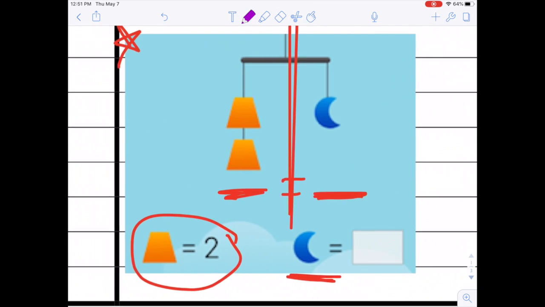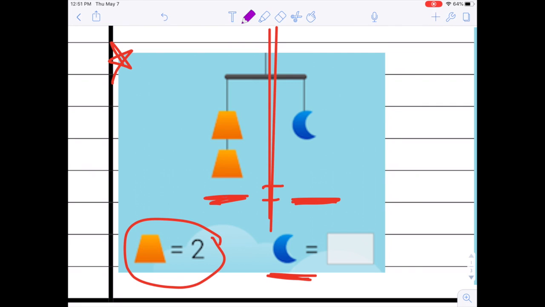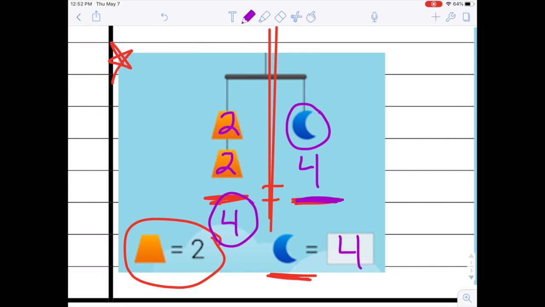So the information we have for this first one is that 2 is the same as one of these trapezoids. So 2 is a trapezoid, and I have 2 of them here. So that means that on this side of the balance, my total would be 4. So what does that mean for this side of the balance? I see I have one crescent moon. So that means that my crescent moon has to be the value of 4.